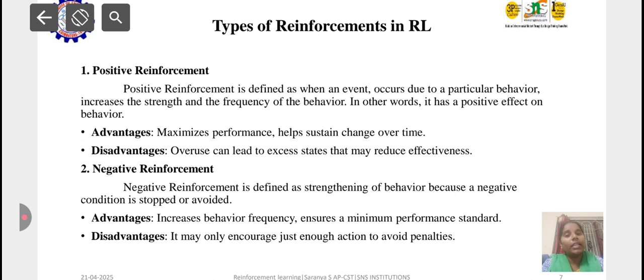Here, the negative reinforcement is defined as the strengthening of behavior because a negative condition is stopped or avoided.